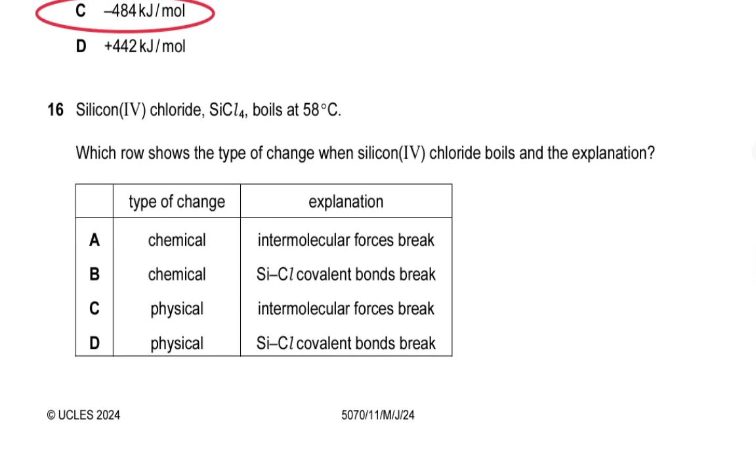Silicon tetrachloride, SiCl4, boils at 58 degrees. Which row shows the type of change when silicon tetrachloride boils and the explanation? When boiling occurs, it is a physical change, not a chemical change. Intermolecular forces break. Yes, basically intermolecular forces between the molecules are broken, not the covalent bonds.